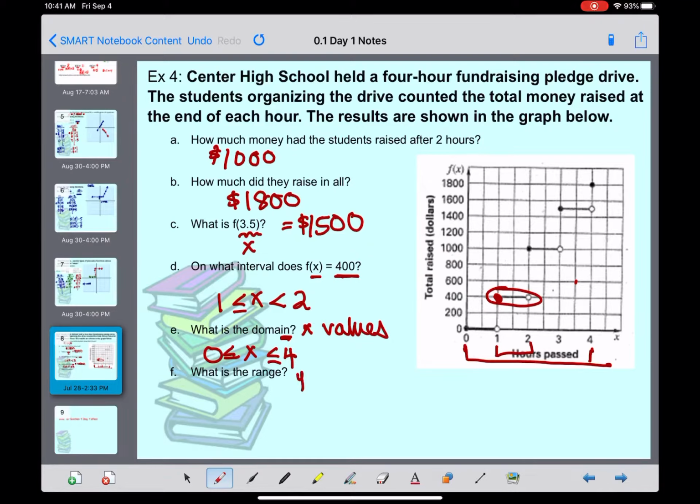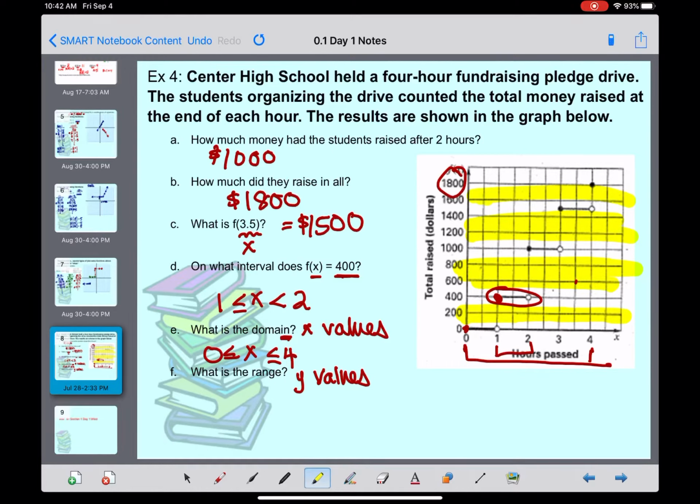Then the range is my y values. Okay. Now my y values are at 0 and they go up to 1,800. Okay. So is it y between 0 and 1,800? Well, this is where it gets a little tricky. Because do I have a value at 200? Is there any line there? No. What about in here? Any lines here? So if I look at it that way, there's only a few y values that it's hit.